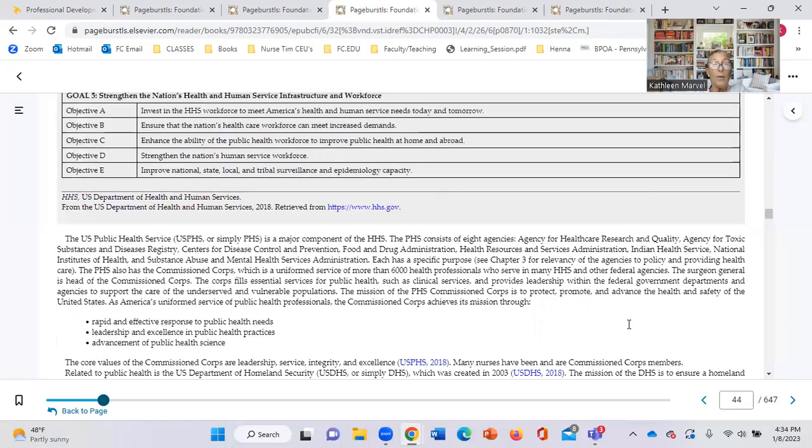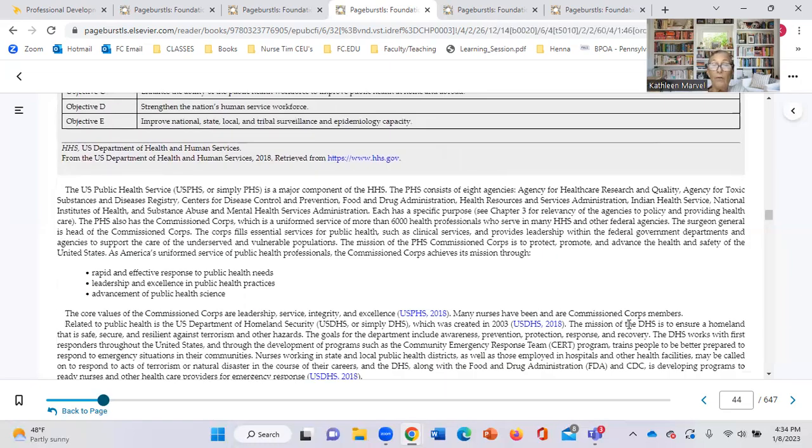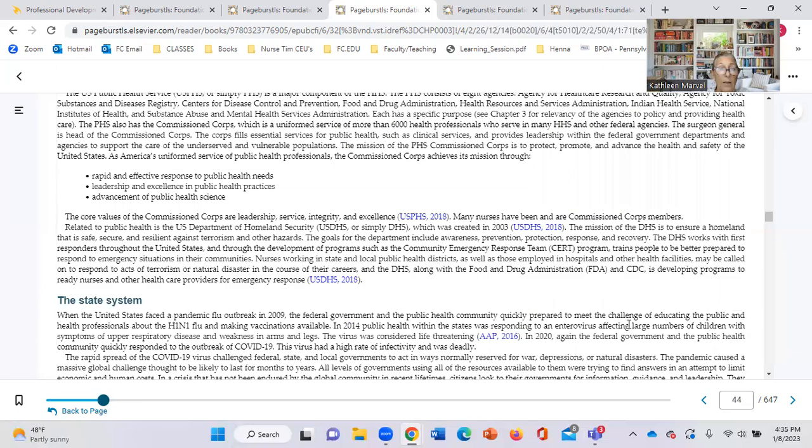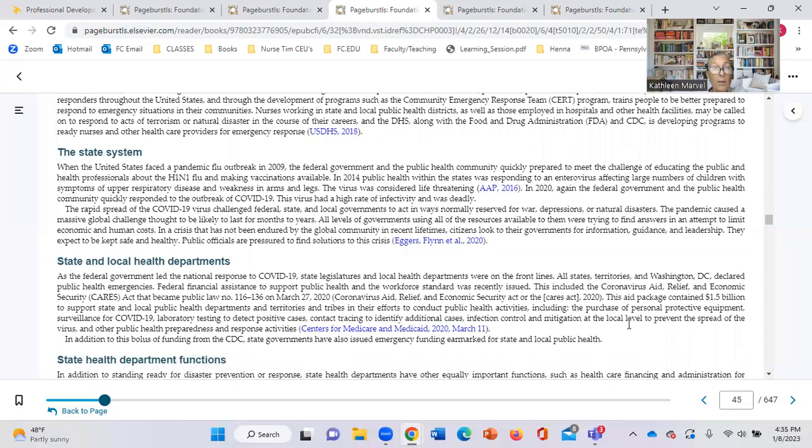And then certainly we have healthcare systems at every level. We have a federal system, which is the Department of Health and Human Services, HHS. That's our federal system. Then we have state systems. We have state health departments. We have local health departments. So federal, state, local.